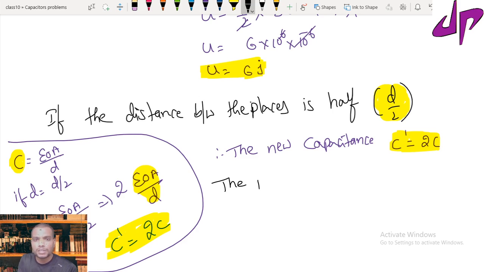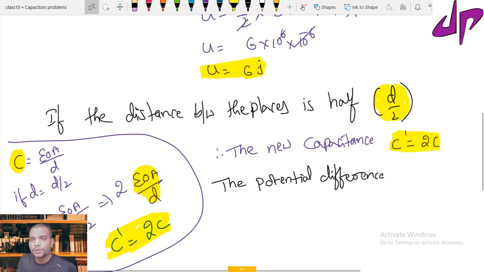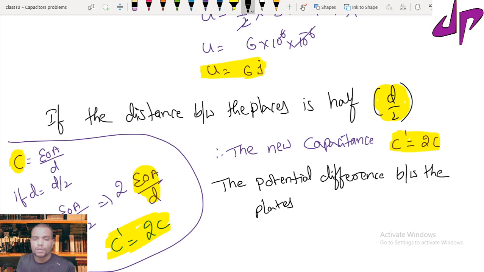Now the potential difference between the plates. Why do we need to look at the potential difference? Because capacitance is equal to Q by V. If the capacitance changes, the potential will also change.